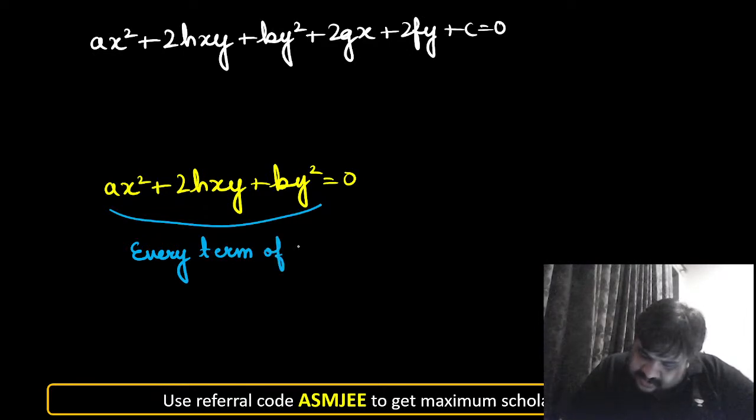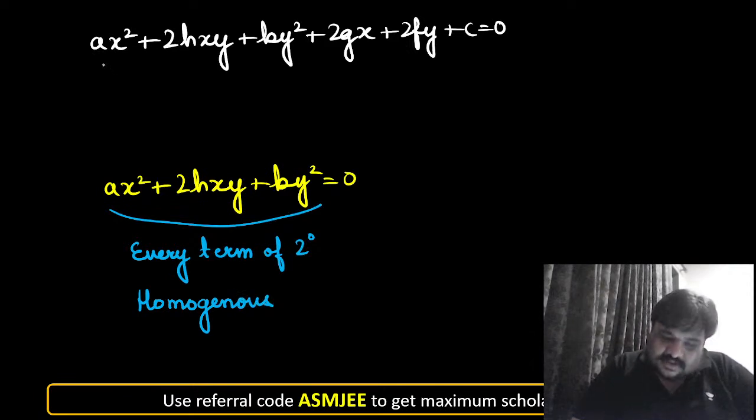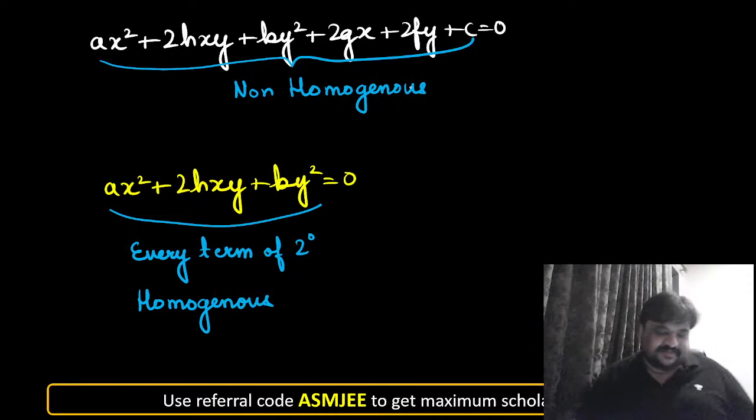Every term is of 2 degree, so it is homogeneous. This one is not homogeneous because you will find 2 degree as well as 1 degree terms. This is non-homogeneous. Can you see this difference?